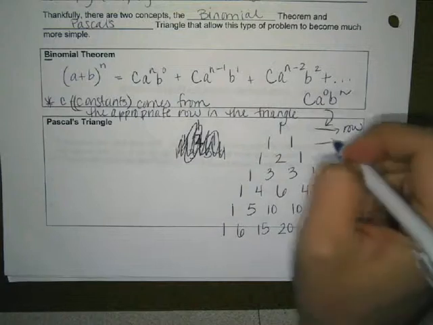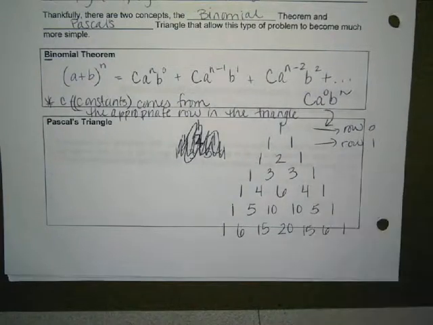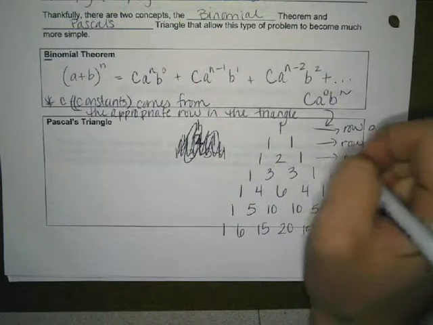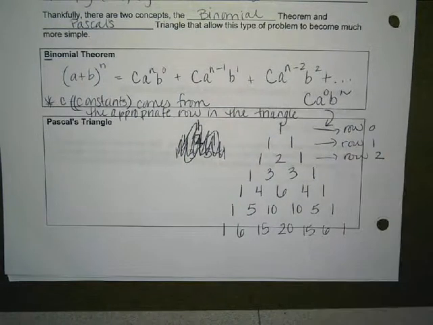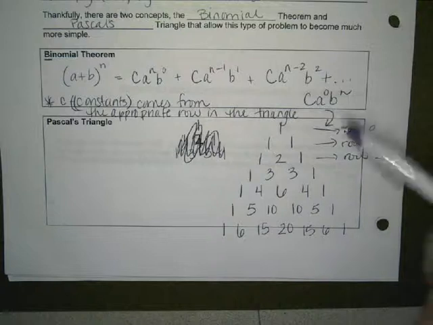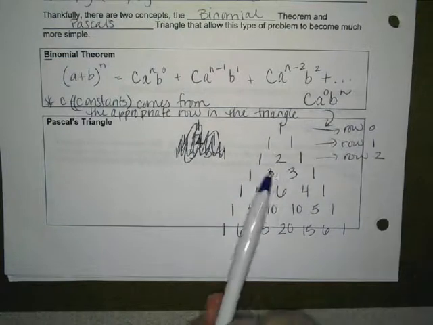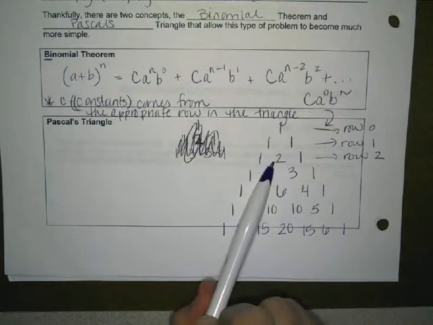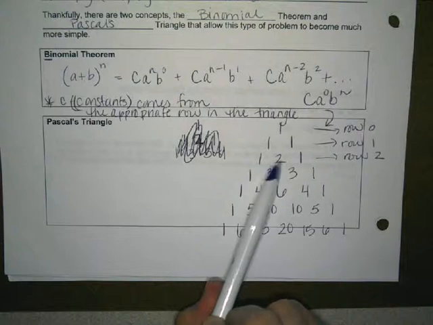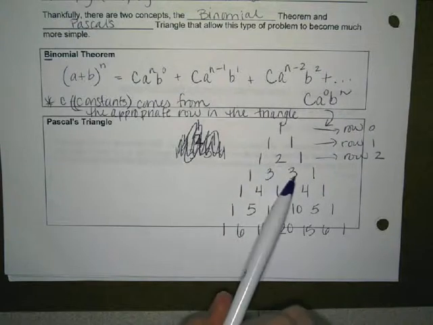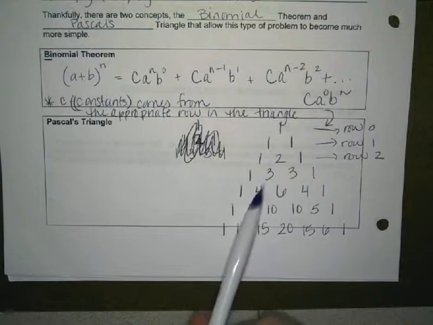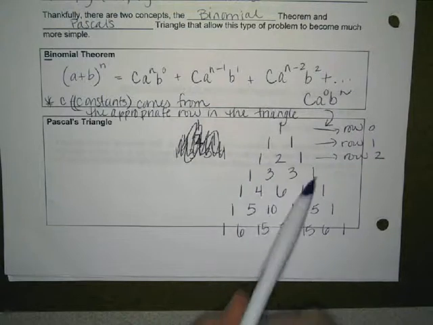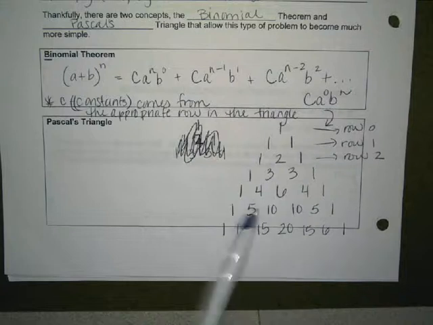We also never really use row 1 for anything. Because when we're expanding, really the only expansion is going to be when you have a power of 2. So this is row 2, and then it goes on from there. If you notice, you have 1, 1, 1, and then to get the 2, you added the 2 numbers above it to get this number. So 1 plus 2 gives me that 3. 2 plus 1 gives me that 3. 1 plus 3 gives me that 4. 3 plus 3 gives me that 6. 3 plus 1 gives me that 4. And then that follows the same pattern over and over again.